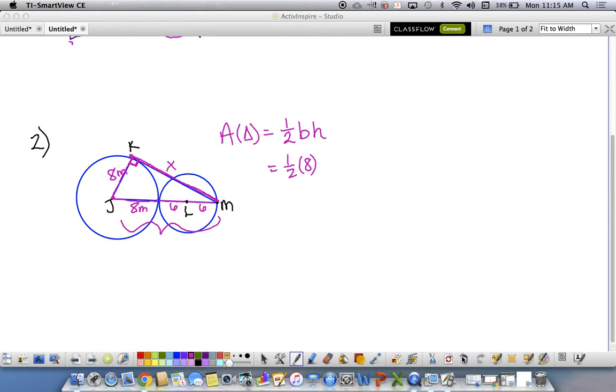That's my hypotenuse. So the hypotenuse equals, I think that's 20. Yes, 20 meters. So how can we find K to M? We're going to say 8 squared plus x squared equals 20 squared. Now I'm going to simplify. X squared equals 20 squared, I believe is 400, minus 8 squared, which is 64. So what is the square root of 336? I don't know. I'm just going to plug it in my calculator.